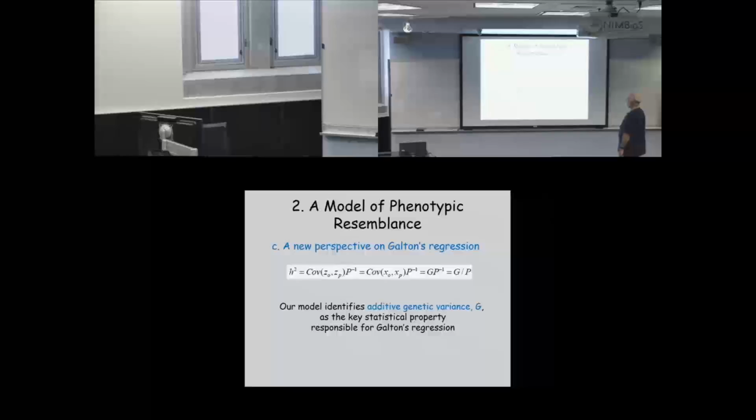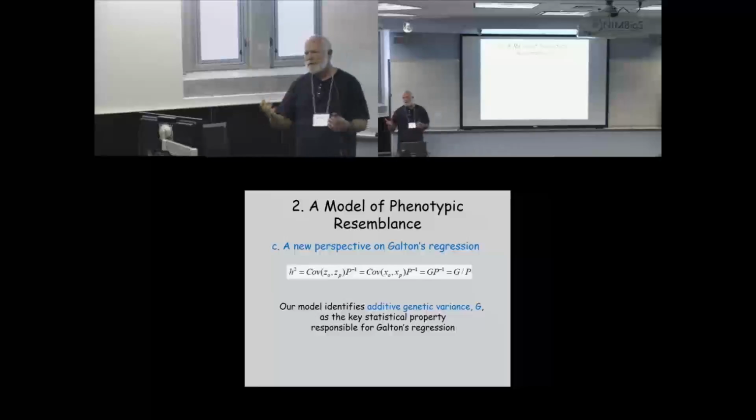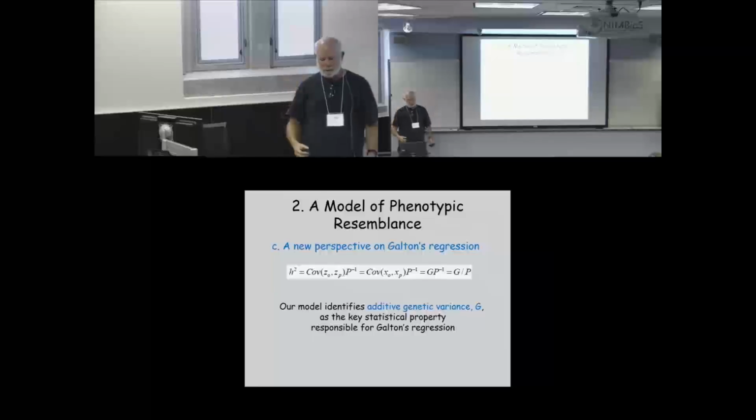I'm getting ahead of myself. At any rate, what comes out of this model is an identification of genetic variance as the key concept explaining resemblance between relatives, between parents and offspring. We're looking at the manifestation of underlying genetic variance, under some assumptions that there aren't non-genetic causes of resemblance.